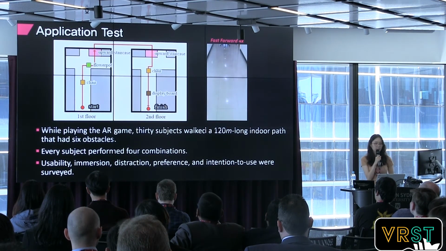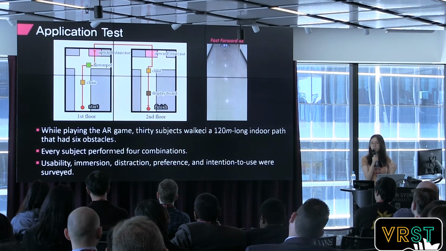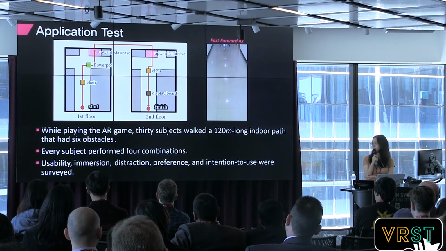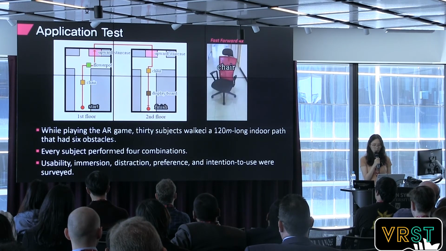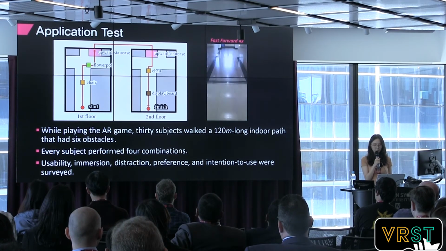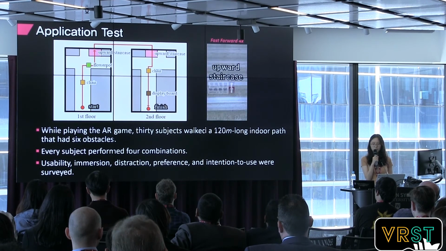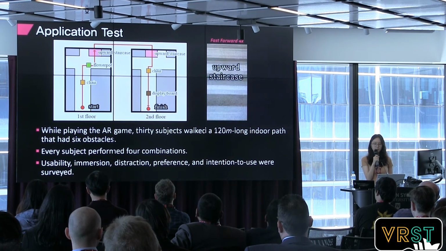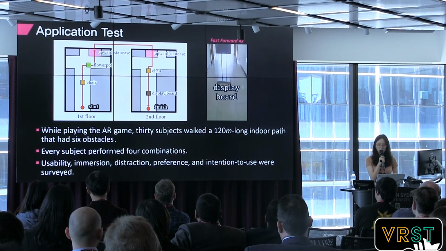For the application test, 30 subjects were instructed to walk down a 120-meter indoor path with 2 floors, as depicted in the figure on the left, which had 6 obstacles. So, a swivel chair, and a flower pot, 2 upward staircases, and again a swivel chair, and finally a display board.